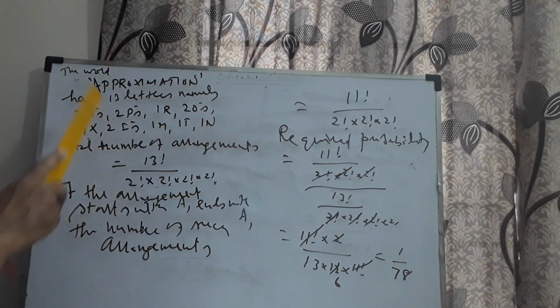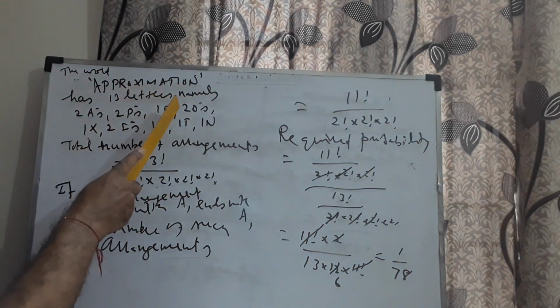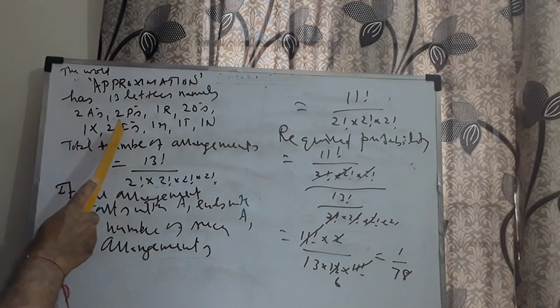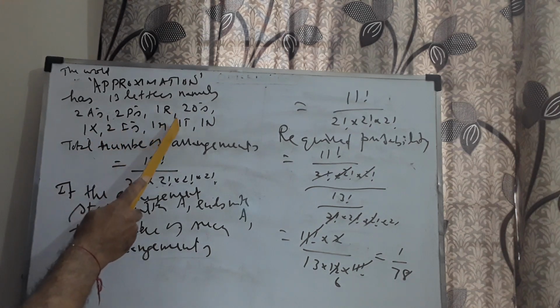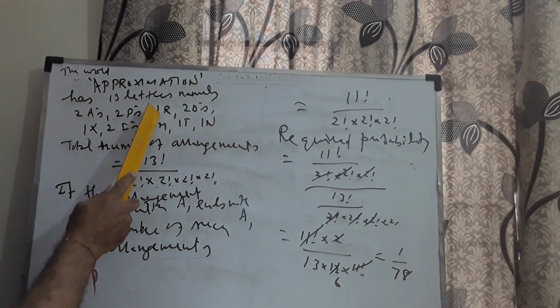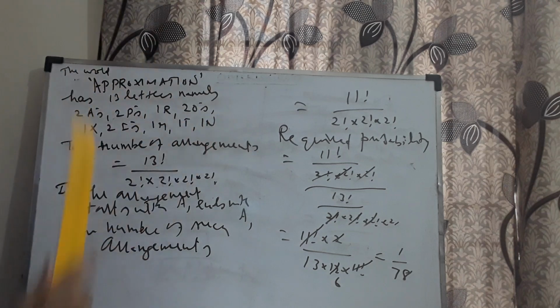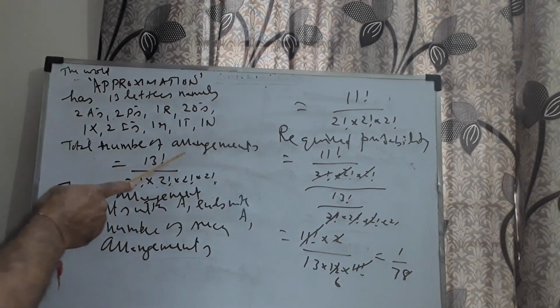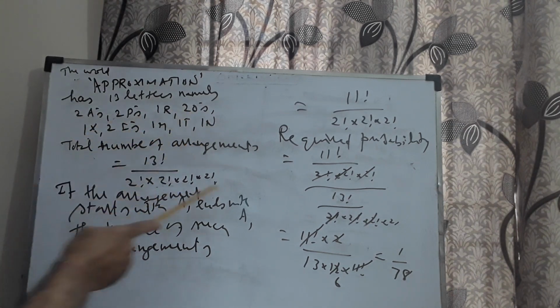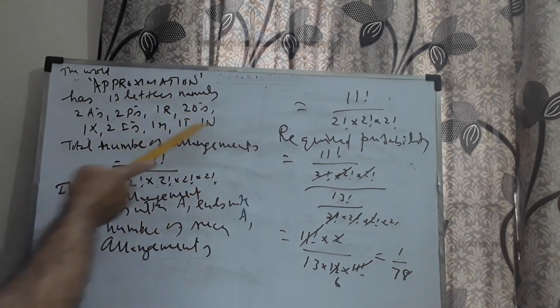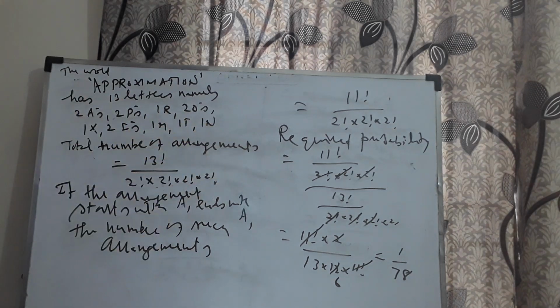13 letters, namely 2 A's, 2 P's, 1 R, 2 O's, 1 X, 2 I's, 1 M, 1 T, 1 N. You can check: 2, 4, 5, 7, 8, 10, 13. It's correct. Total number of arrangements is n of S, the number of elements in the sample space: 13 factorial divided by the product of factorials where the letters are repeated.